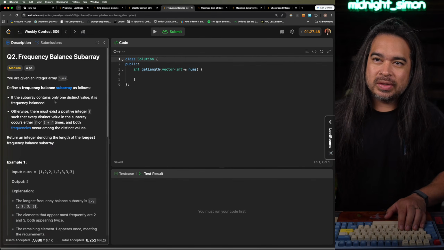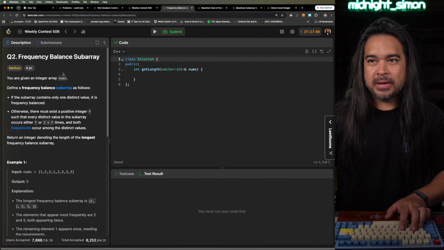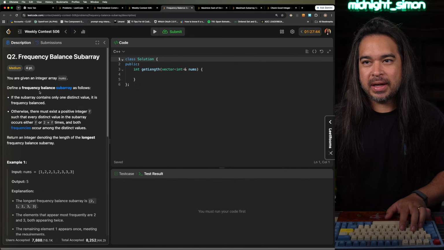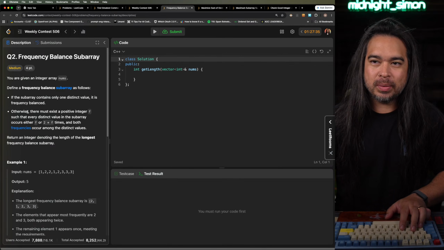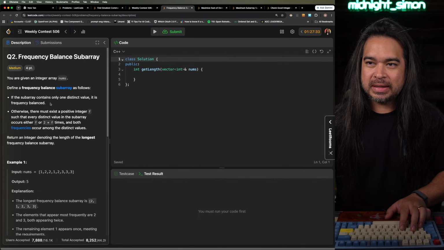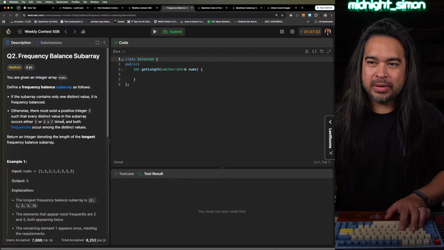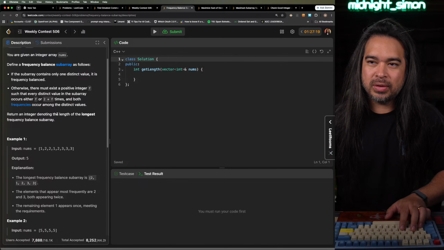Frequency balance subarray. You're given an integer array nums. Define a frequency balance subarray as follows. If the subarray contains only one distinct value, it is frequency balanced. Otherwise, there must exist a positive integer f such that every distinct value in the subarray occurs either f or 2f times, and both frequencies occur among the distinct values. Return an integer denoting the length of the longest frequency balance subarray.